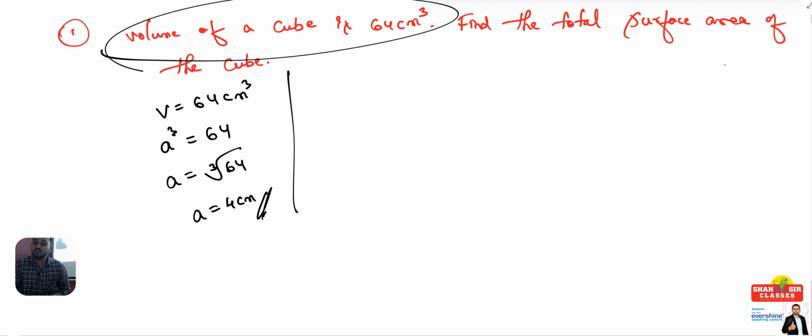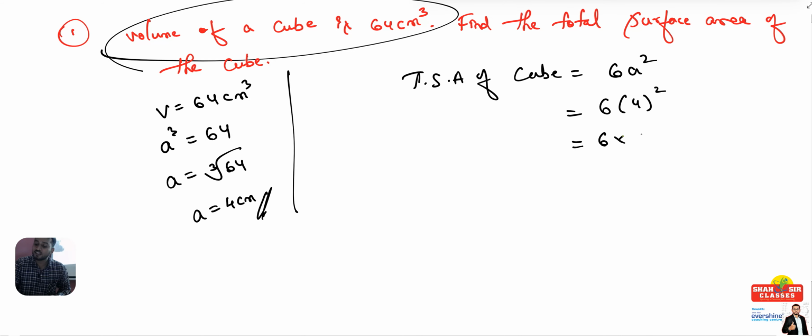Now what is the question? Find the surface area of the cube. What is the formula to find the surface area of the cube? Surface area means total surface area. Remember, surface area means total surface area of the cube. 6 a square. What is a? 4 square. That is 6 into 4 4s are 16, 6 6s are 36, 6 1s are 6, 6 plus 3 is 9, 96 centimeter square. Correct, no?